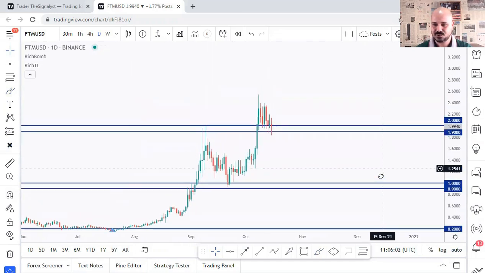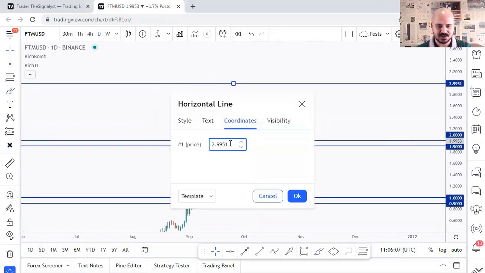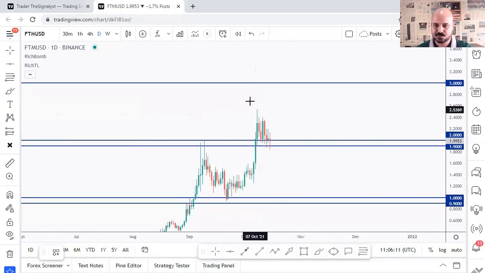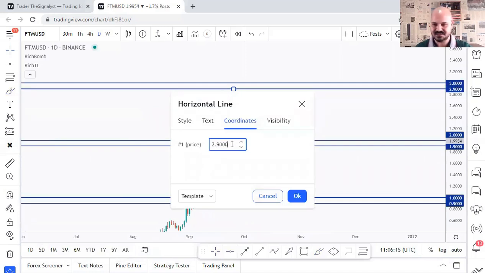And of course, we can draw our round number 3. Let's do it. So it would be now our next rejection area, and 2.9. So let's do it real quick. And let's keep it in blue as well.